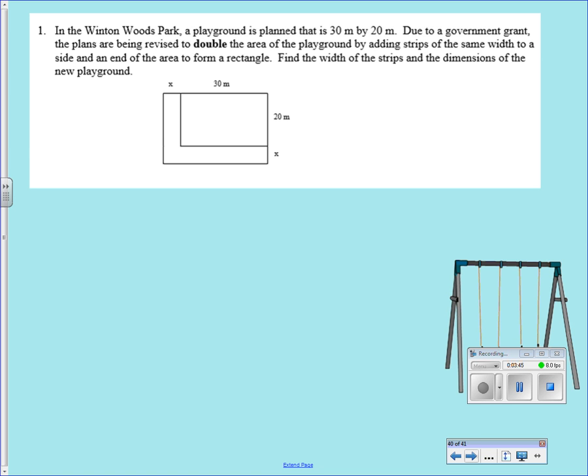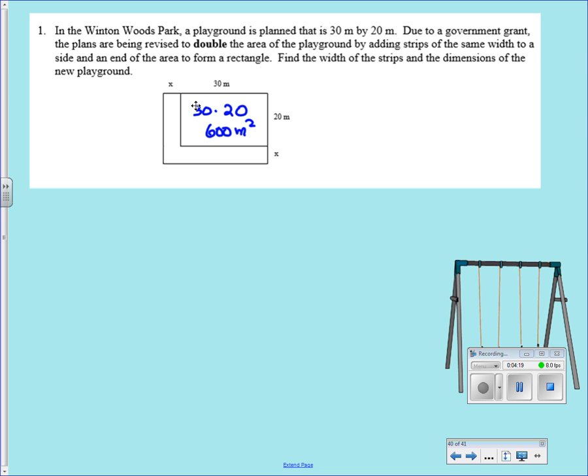Okay, so what could we do with this? Maybe we should probably know what the old playground is, right? Any ideas? How would we know what to do with that? Because remember, we're doing some area, right? Could I find the area of the original plan? Sure. What would I do? Yeah, 30 times 20, which is 600, right? Meters squared.